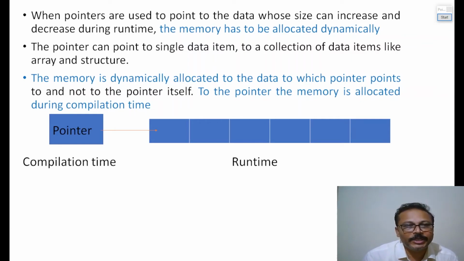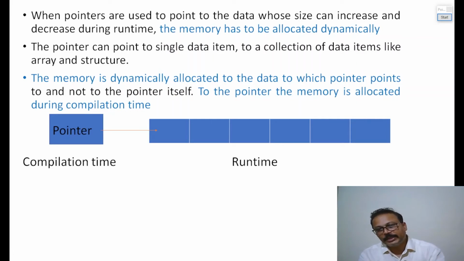So when the memory is allocated, the pointer can point to a single data item or to a collection of data items like array and structure. The memory is dynamically allocated to the data to which the pointer points to, and not to the pointer itself. To the pointer, the memory is allocated during compilation time. So for the pointer variable, if you declare just say integer star a, for a, the memory is allocated during the compilation time.